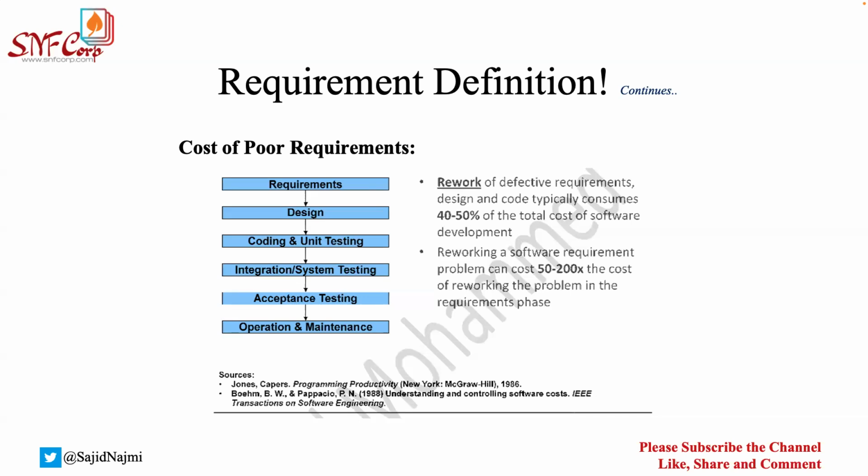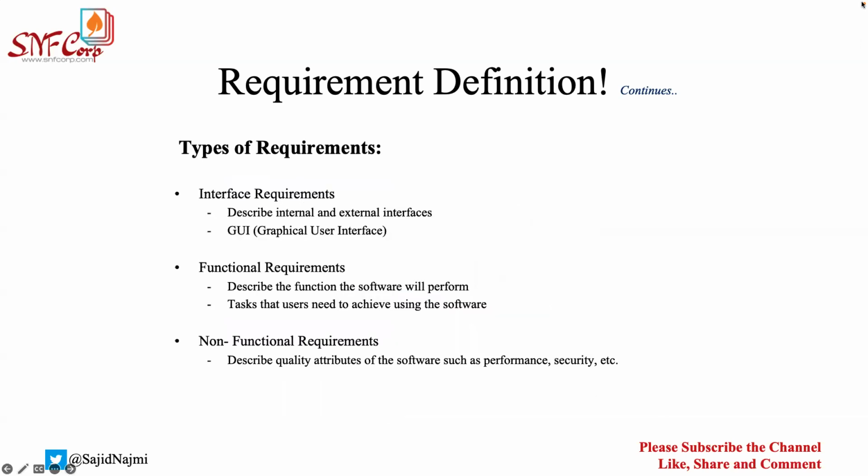Okay, so reworking software requirement problems can cost 50 to 200% of the cost of, okay, cool. Obviously, if something has failed and I'm going to rework those things, this may range from 50 times to 200 times of the actual cost. So if I have a $100 budget, and I'm doing some rework, I may end up spending 150, or maybe $2,000 somewhere. So it is true.